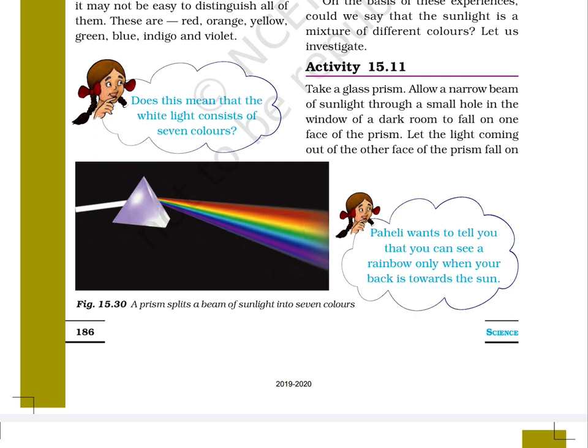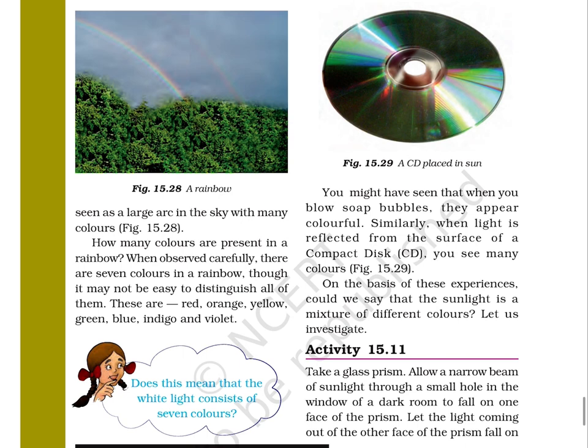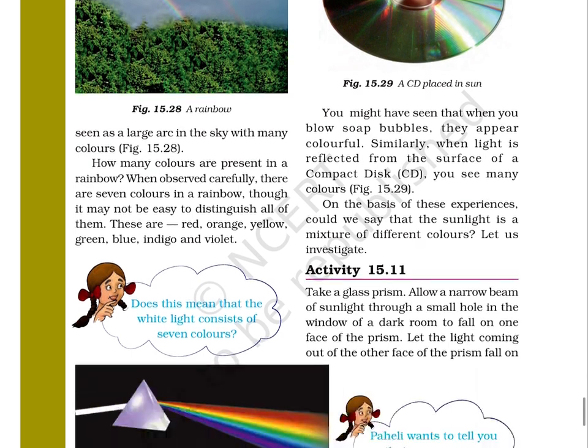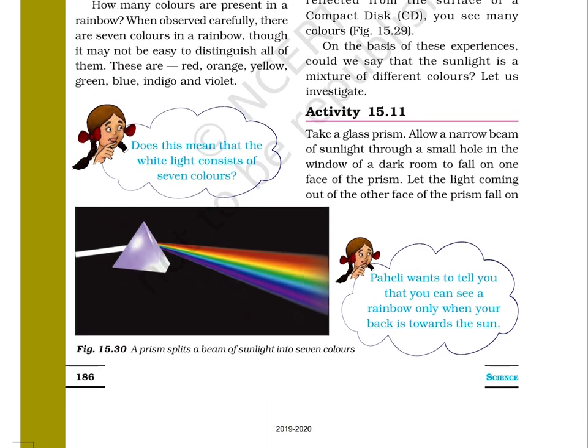You might have observed that when you blow soap bubbles, they appear colorful. Similarly, when light is reflected from the surface of a compact disc or CD, you observe many colors. You can observe this in figure 15.29. Figure 15.29, a CD placed in sun. We can observe the colors of a rainbow on the surface of the CD. On the basis of these experiences, could we say that the sunlight is a mixture of different colors?